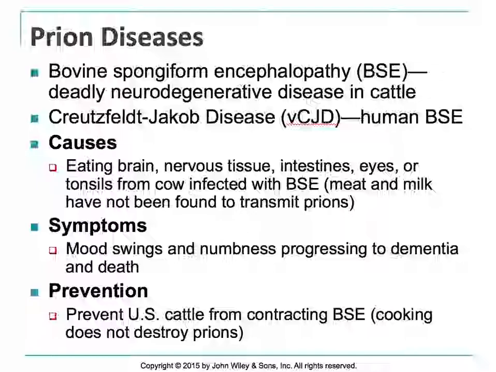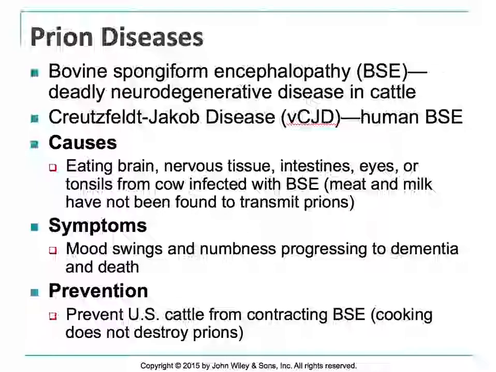Now, mad cow disease can infect humans, but when we see it in humans, it's referred to as Creutzfeldt-Jakob disease, which, as you can see here, is the human form of bovine spongiform encephalopathy. Causes include eating brain, nervous tissues, intestines, eyes, or tonsils from a cow infected with BSE. Meat and milk have not been found to transmit prions.